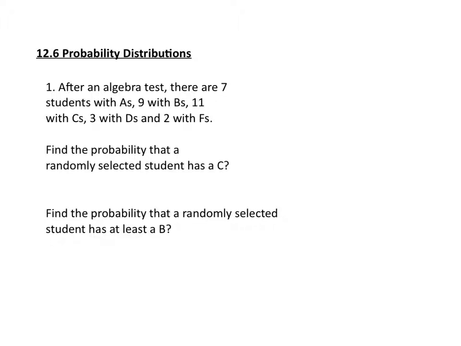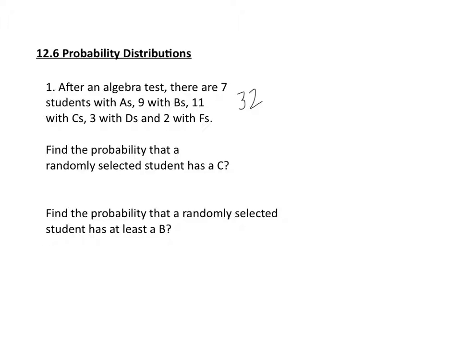12.6 Probability Distributions. Number 1. After an algebra test, there are 7 students with A's, 9 with B's, 11 with C's, 3 with D's, and 2 with F's. Find the probability that a randomly selected student has a C. Well, first we have to add up the total amount of students, and so if we add all those up, we get 32.